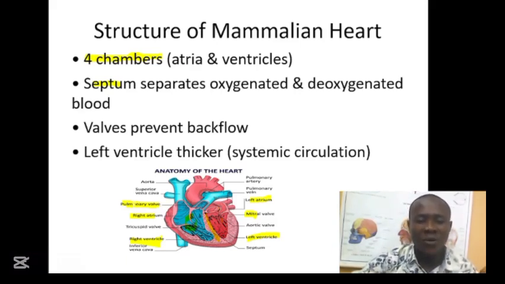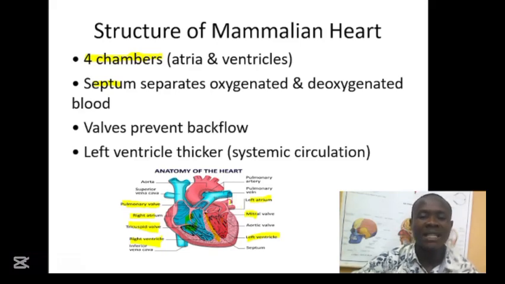These two, the aortic valve and the pulmonary valve, are referred to as semilunar valves. And the tricuspid and bicuspid valves are referred to as atrioventricular valves. I repeat it again. The tricuspid valve and the mitral valve, also called the bicuspid valve, both of them are referred to as atrioventricular valves.